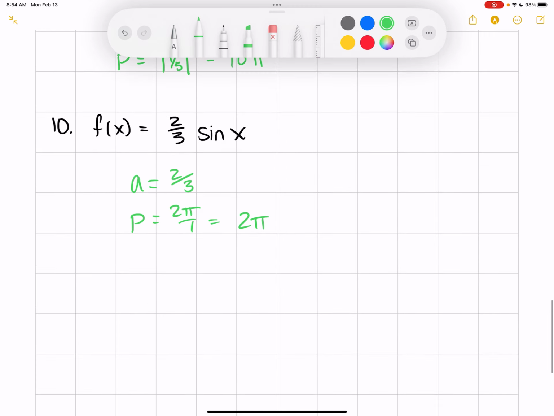Let's look at a cosine one. 12. Y equals pi over 4 cosine of x. Amplitude: pi over 4. And period: 2 pi over 1, which is just 2 pi.